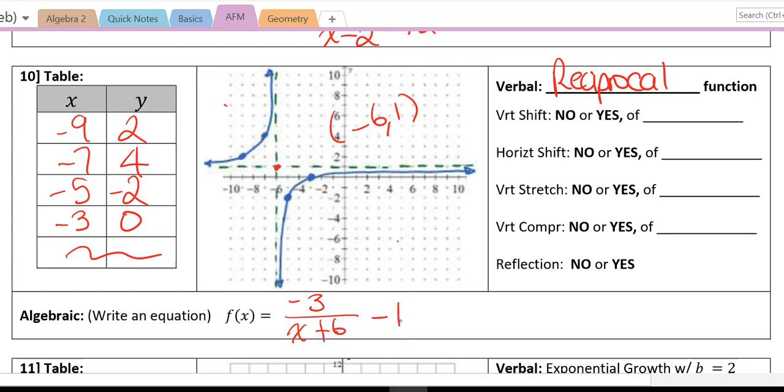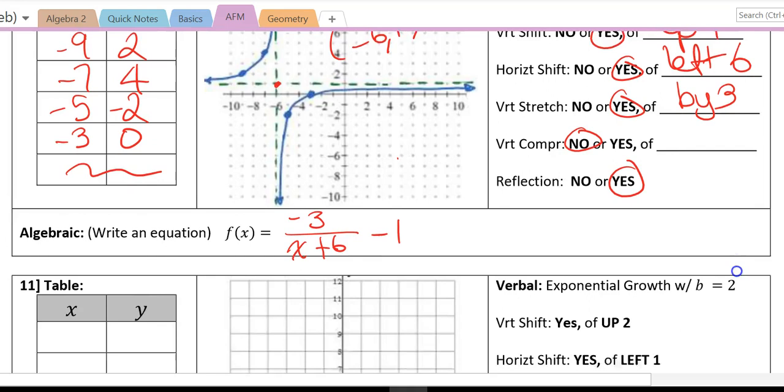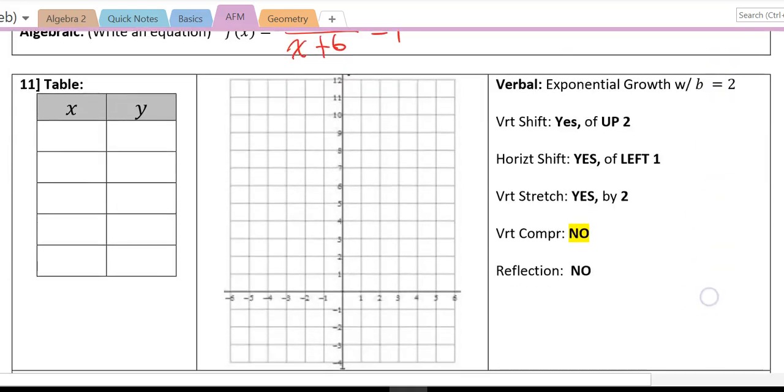Vertical shift, yes, it went up 1. Horizontal shift, yes, it went left 6. Stretch, yes, by 3. Compression, no. Reflection, yes. Okay, this time they give you the variable, so exponential growth.